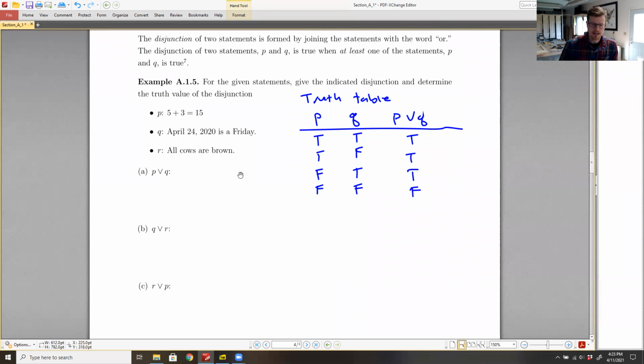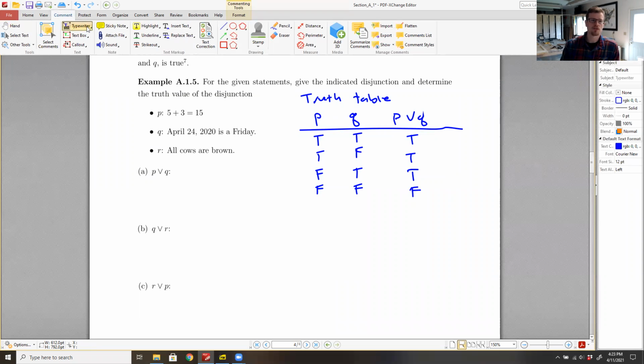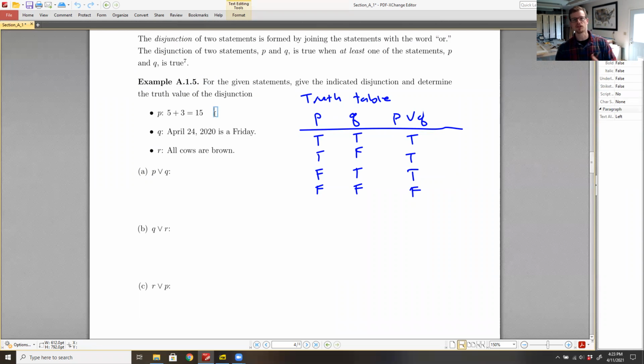So let's take a look at these statements. Now, I did slightly change one of them, so let's observe whether or not each of these is true or false, and then take a look at the disjunction of these statements. Okay, so 5 plus 3 is equal to 15. That is still false. That did not change. Excellent. April 24, 2020 is a Friday. True. Feel free to open up your phone, scroll back in your calendar, and find that April 24th, 2020 is a Friday.